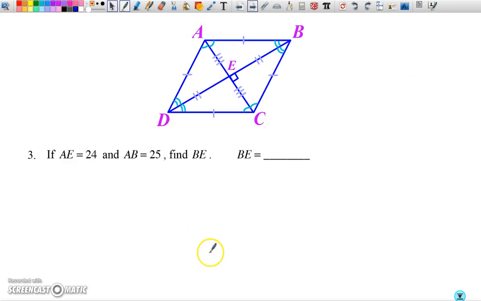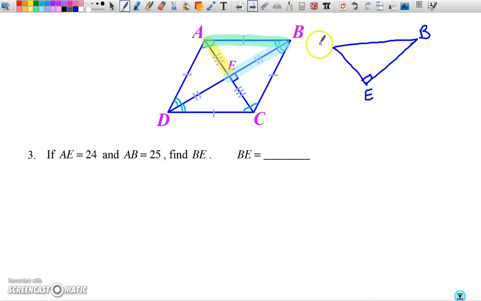All right, going on to the second problem. So AE is 24. I'm going to go ahead and use the highlighter tool to indicate AE right here is 24. And then AB is 25, and that's this right here. And what they're asking you for is for this piece right here. Well, if I go ahead and isolate that information, we have a right triangle, B, E, A, and E is your right angle. AE is 24, AB is 25, and we're looking for this side here.